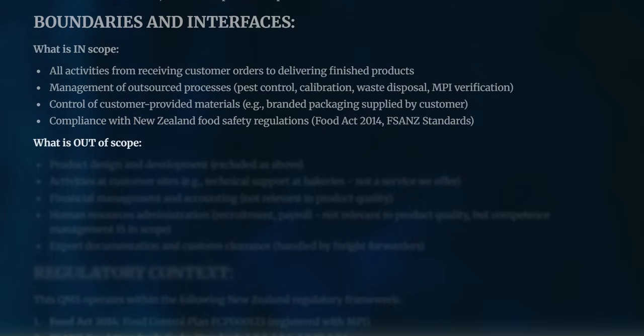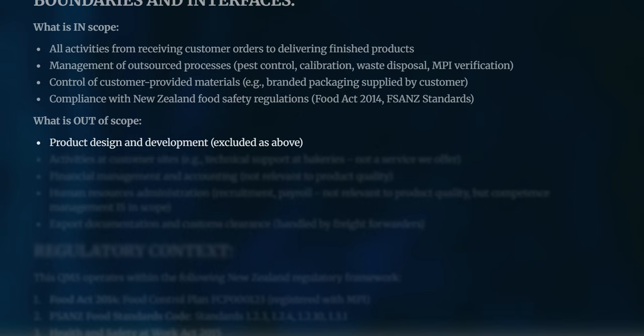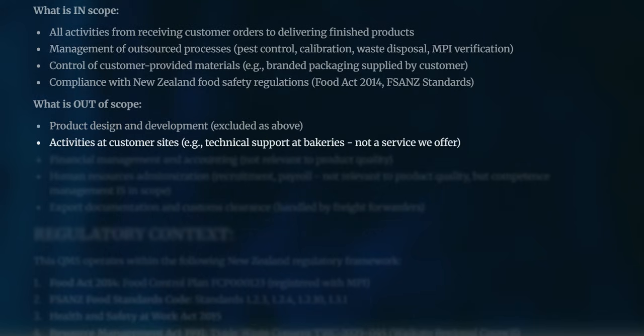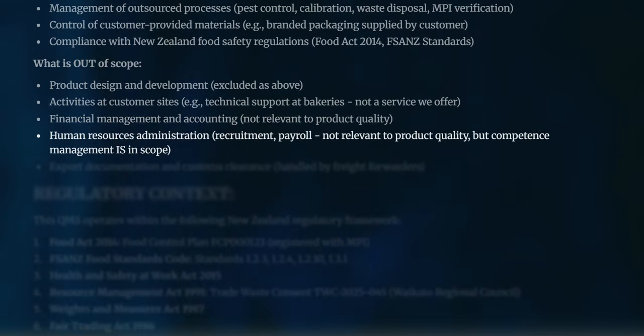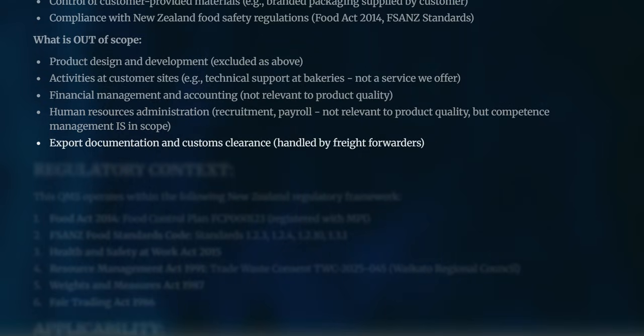And what is out of scope? Product design and development, as explained above. Activities at customer sites, for example, technical support at bakeries, which is not a service we offer. Financial management and accounting, not relevant to product quality. And human resources administration, recruitment and payroll, not relevant to product quality, but competence management is in scope. Export documentation and customs clearance is handled by freight forwarders.